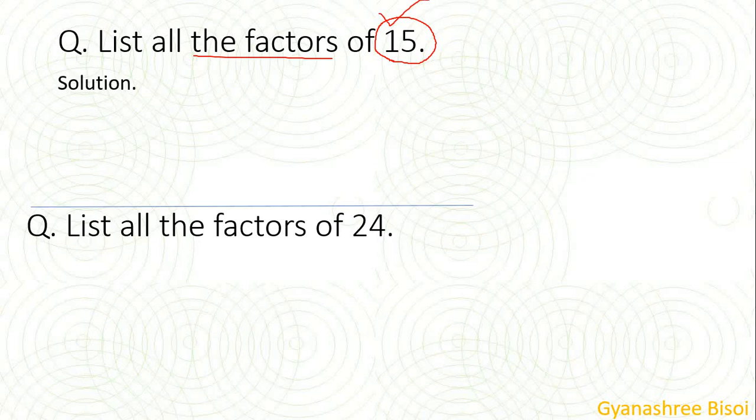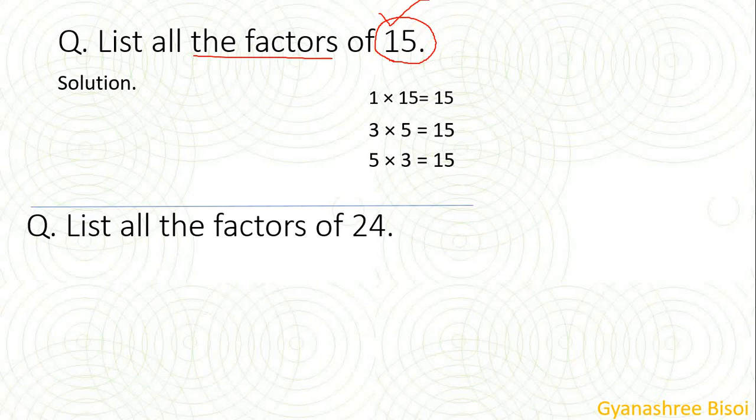Solution. What numbers? I will start from 1. I know that 1 multiplied by 15 equals 15. Then come to the next number, 2. Is 15 coming in the table of 2? No. Then I will go to the next number, that is 3. Yes, I know 3 multiplied by 5 equals 15. Right? Next, in the table of 4, 15 is not there. So I will go to the next number, that is 5. 5 multiplied by 3 equals 15.